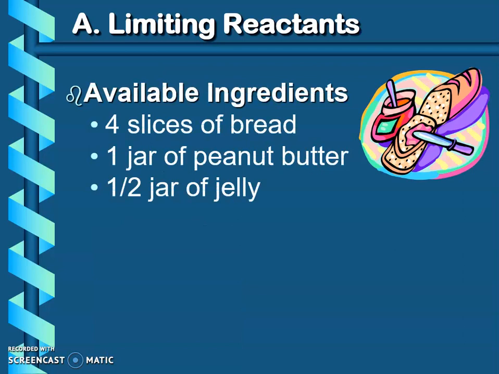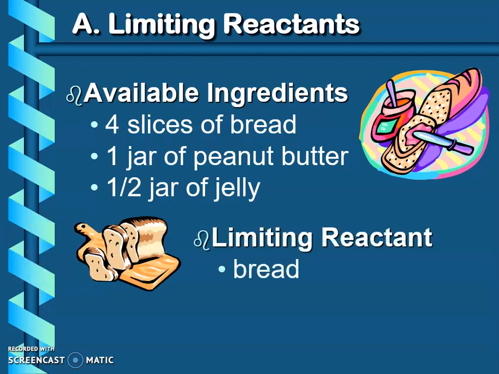Okay, so let's say I'm making some sandwiches. I look in my cabinet and I have 4 slices of bread. I have a brand new unopened jar of peanut butter, and I have half of a jar of jelly. When I go to start making sandwiches, what am I going to run out of first? I'm going to run out of bread. I only have 4 slices of bread. That means I can only make 2 sandwiches.